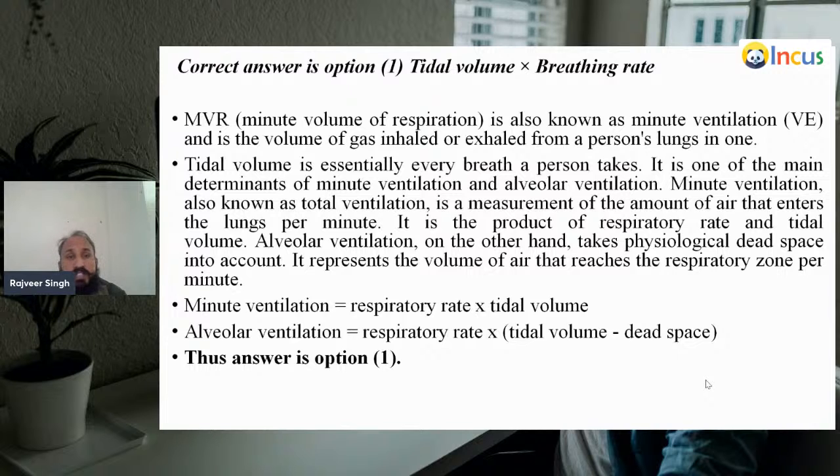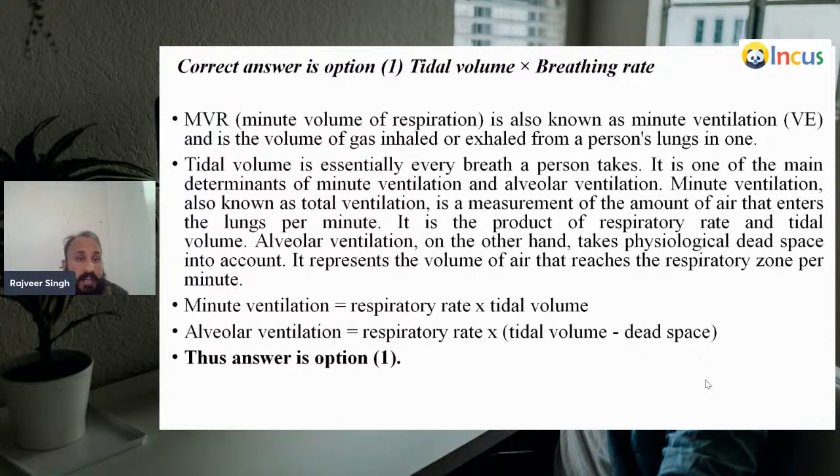Tidal volume is essentially every breath a person takes. It is one of the main determinants of minute ventilation and alveolar ventilation. Minute ventilation, also known as total ventilation, is a measurement of the amount of air that enters the lungs per minute. It is the product of respiratory rate and the tidal volume. Alveolar ventilation, on the other hand, takes physiological dead space into account. Is it right?